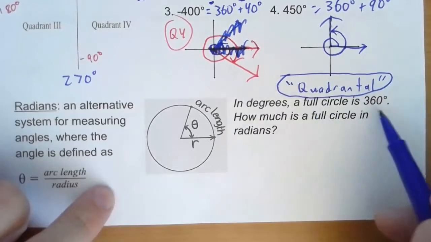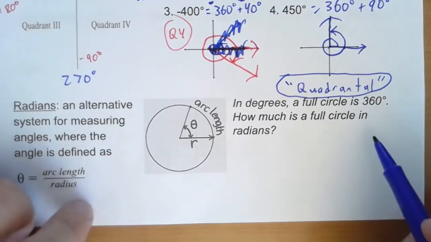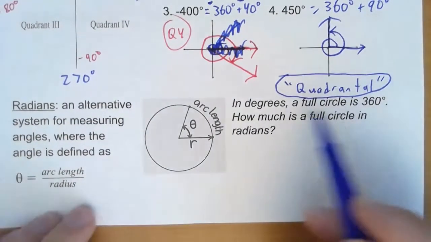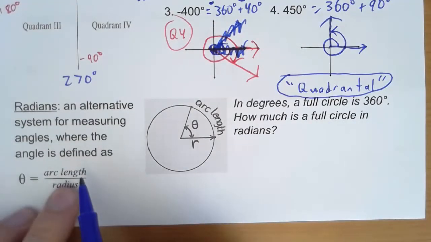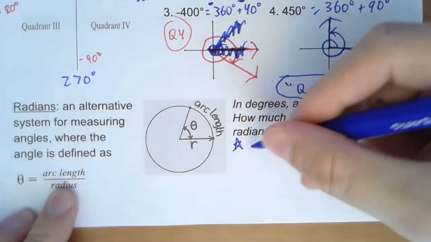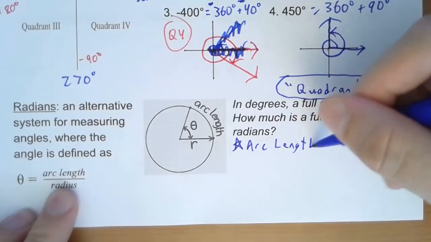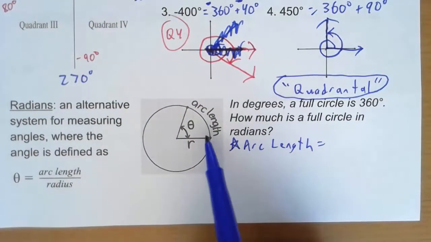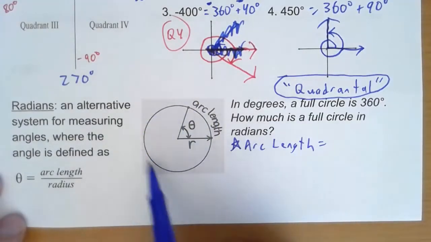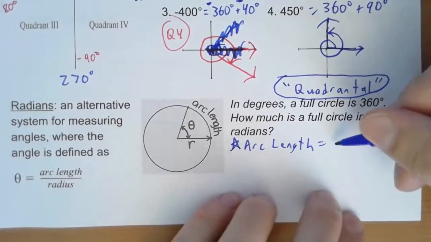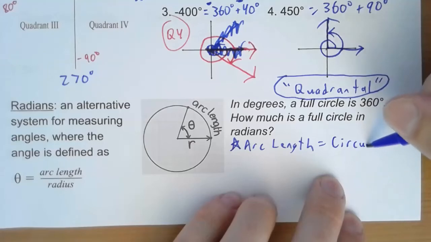So we know in degrees that a full circle is 360. Well, what about radians? Okay, well, if we're looking at a full circle, there would be another word for arc length. If it's a full circle, we wouldn't just call it the arc length. If we travel in a full circle, that distance would be called circumference.